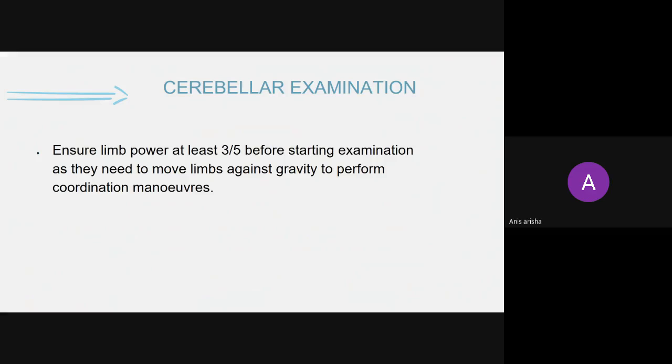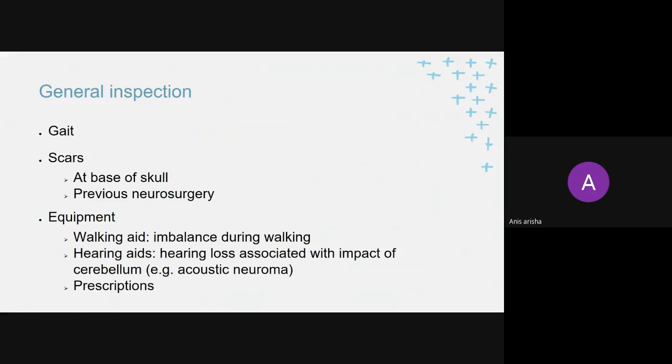In order to perform cerebellar examination, we need to ensure that the patient has limb power at least 3 out of 4, because they need to move the limbs against gravity to perform coordination maneuvers.